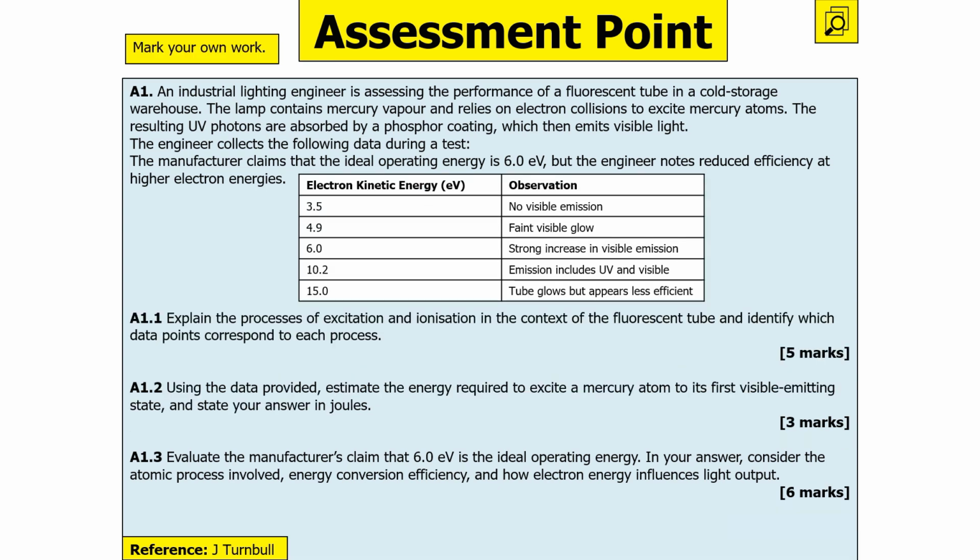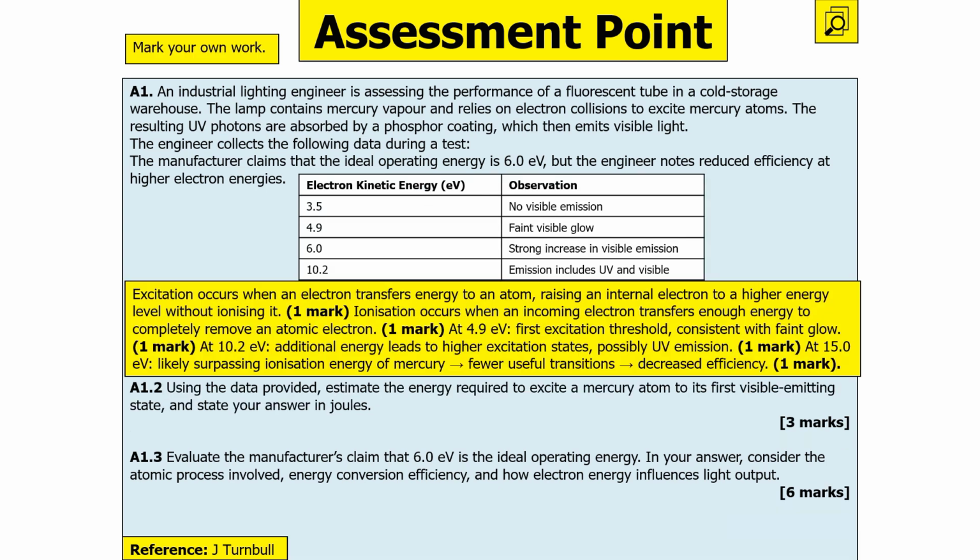Right, so in the first one, excitation occurs when an electron transfers energy to an atom, raising an internal electron to a higher energy level without it being ionized. Now, ionization occurs when an incoming electron transfers enough energy to completely remove an atomic electron. So at 4.9 eV, that's our first status for excitation, and it's consistent because you get a visible faint glow.